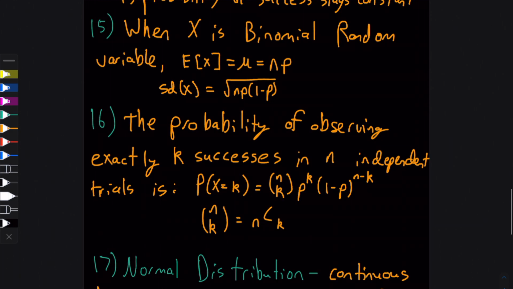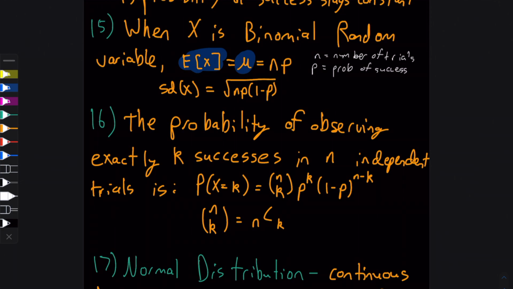Okay, number 15. When x is a binomial random variable, our expected value, or our mean, so that's our mu, mean, same thing, equals n, where n equals number of trials, and then our p is our probability of success. And for our standard deviation, we are going to say the square root of np times 1 minus p. That's our formula for standard deviation.